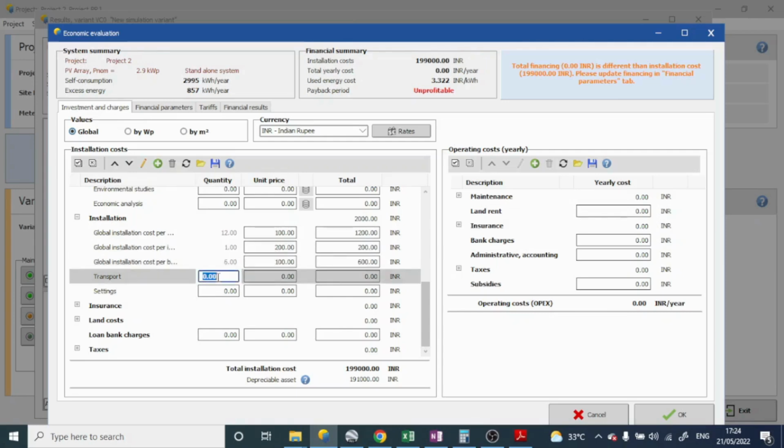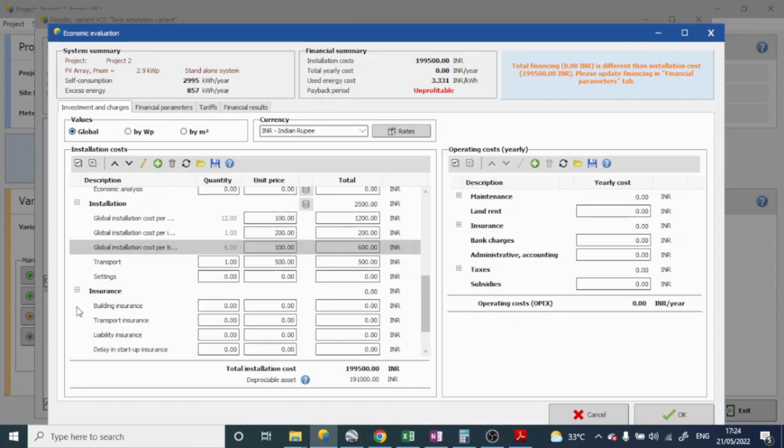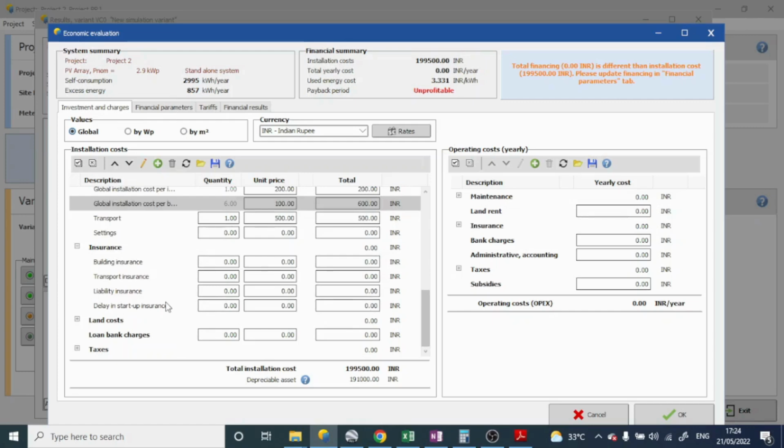Transport cost, we can just take it over here. Transport charges will be 500, we can take it, but it actually depends upon the site, where the site has been located and the remoteness of the particular site. Insurance, we are going to neglect this parameter for the small scale project. Building insurance, transport insurance, liability insurance, delay in startup insurance.